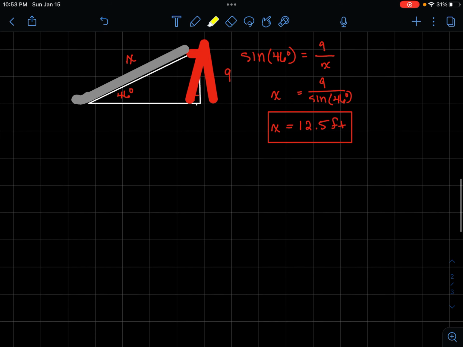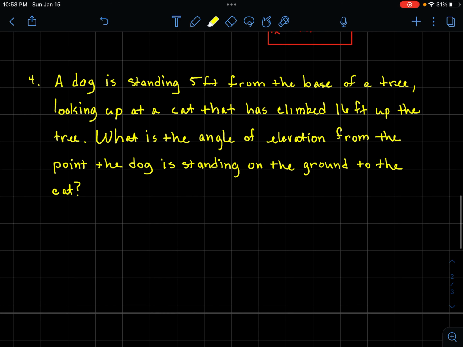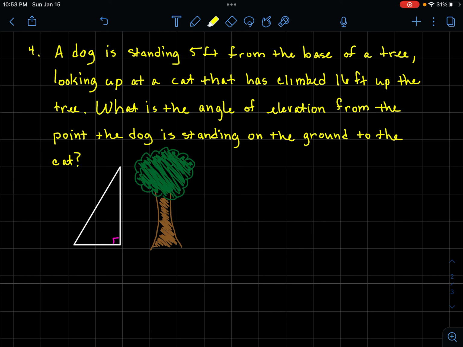Well, we can also use the inverse trig functions to find an angle of elevation or an angle of depression later on. So here we have an example that says, a dog is standing 5 feet from the base of a tree, looking up at a cat that's climbed 16 feet to the tree. What is the angle of elevation from this point that the dog is standing on the ground to the cat? So we go to our illustration. We have our tree drawn, and we're going to use a right triangle here. We know that the angle of elevation is what we're trying to find. So actually, let me backtrack on that. We know that the dog is 5 feet from the base of the tree.